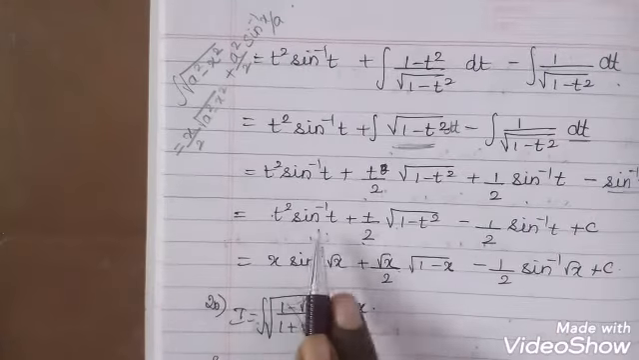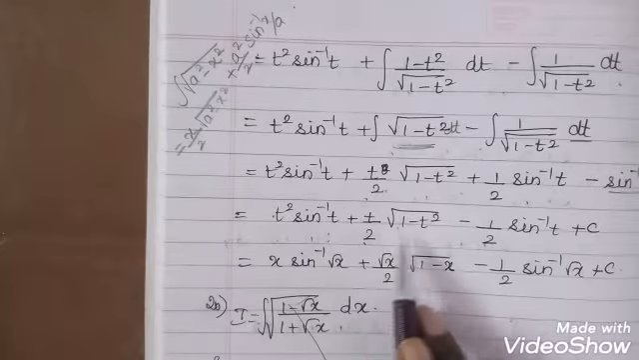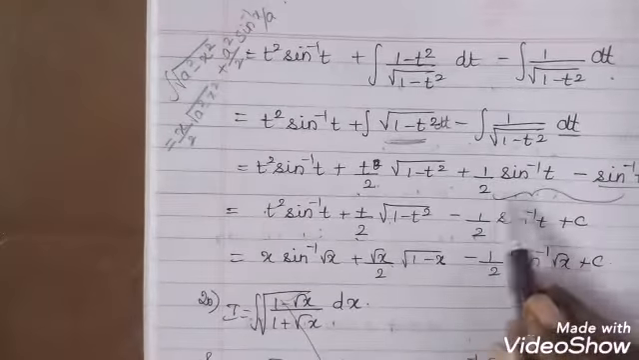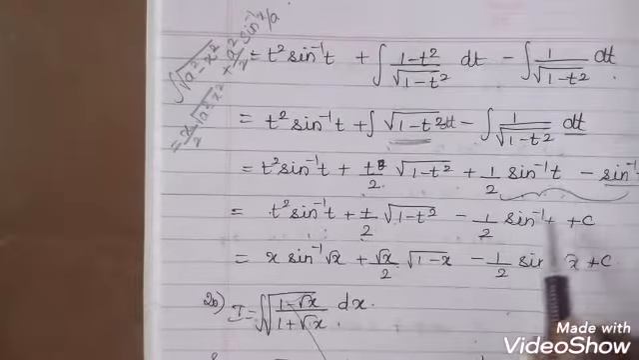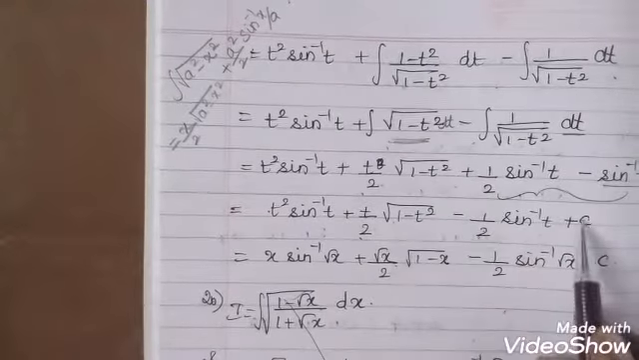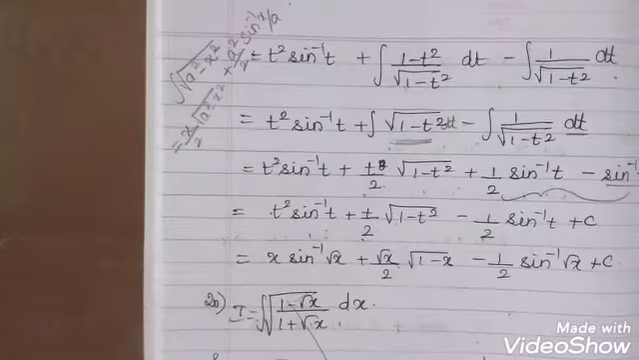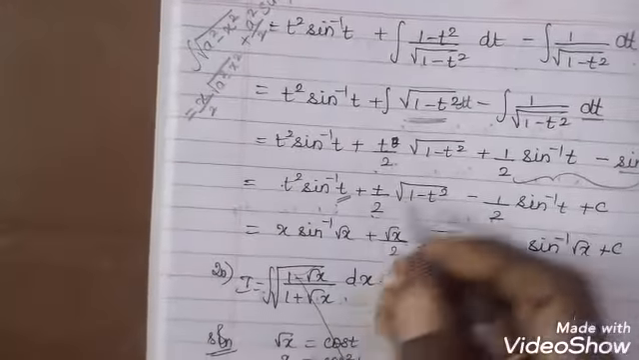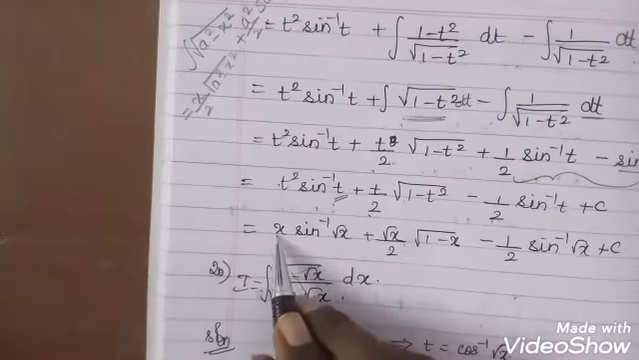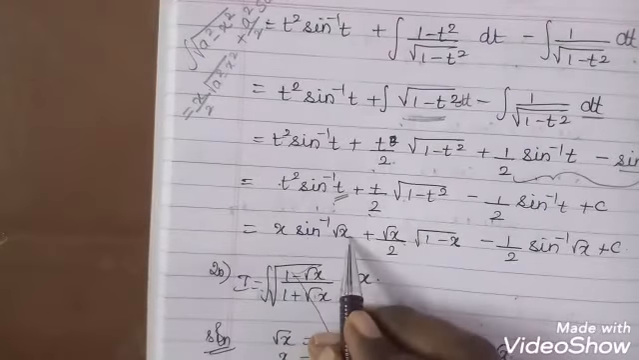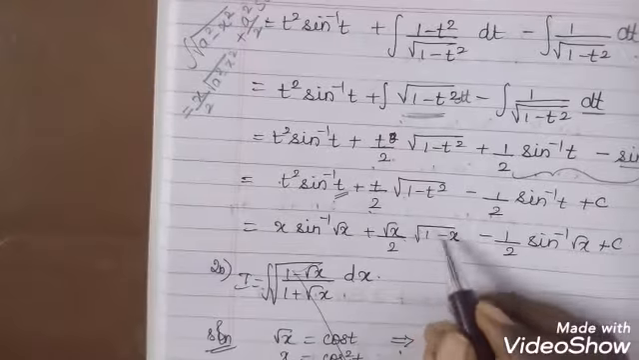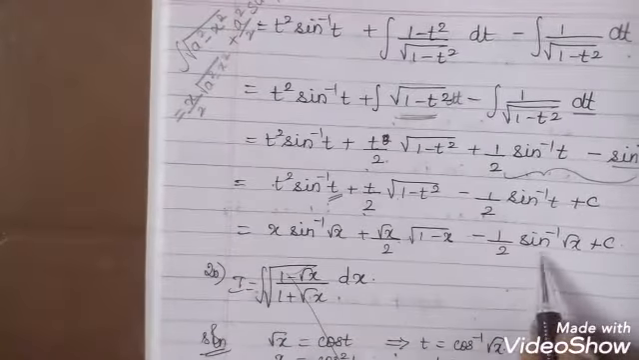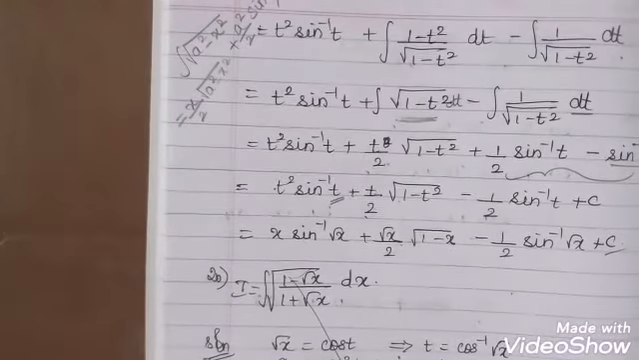So how do I write here? t squared sine inverse of t plus t by 2 into square root of 1 minus t squared. When I combine these both, 1 by 2 sine inverse of t minus sine inverse of t is what actually? It's nothing but minus 1 by 2 sine inverse of t plus a constant. My answer must be in terms of x here, so I need to substitute the value of t. What is your t equal to here? Root x. So it is x into sine inverse of root x plus root x by 2 square root of 1 minus root x the whole squared, which will give you 1 minus x, minus 1 by 2 into sine inverse of root x plus a constant.